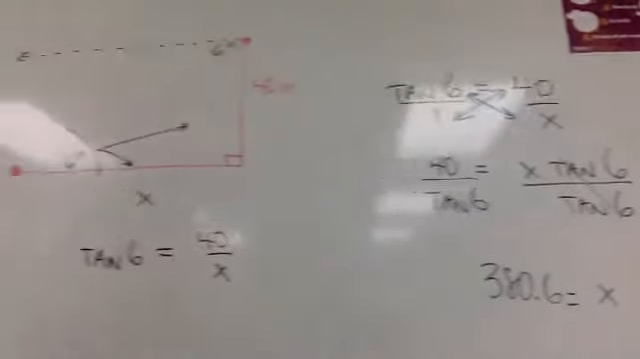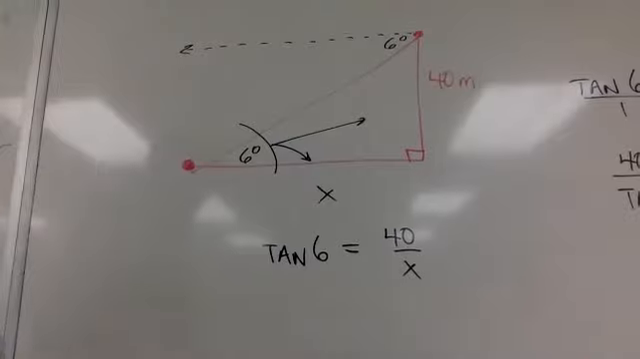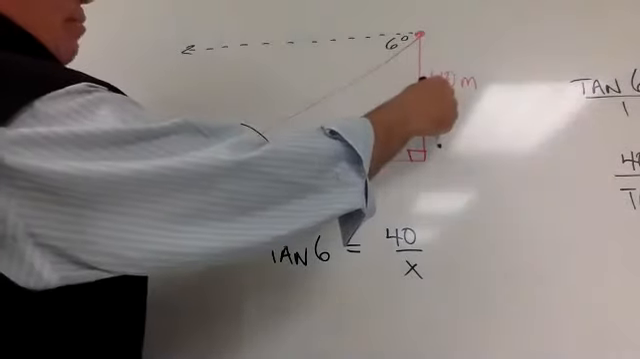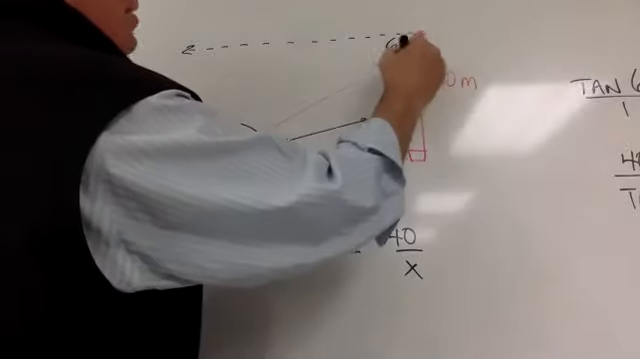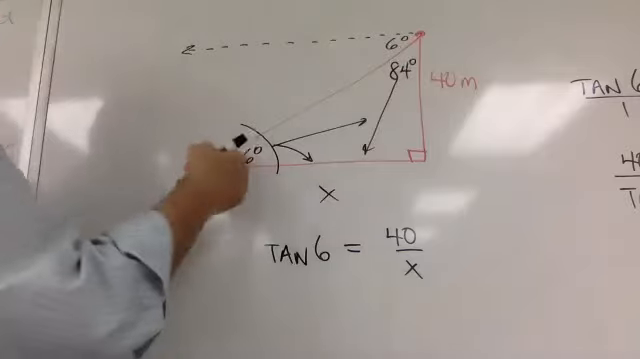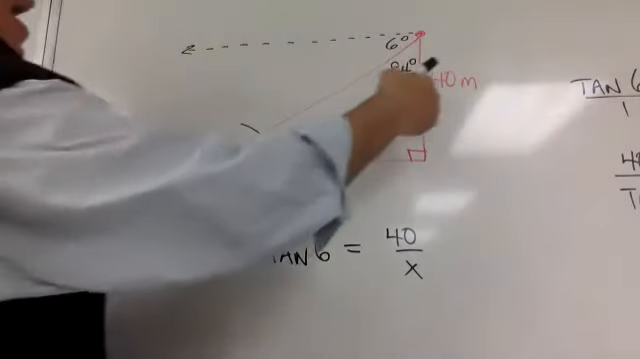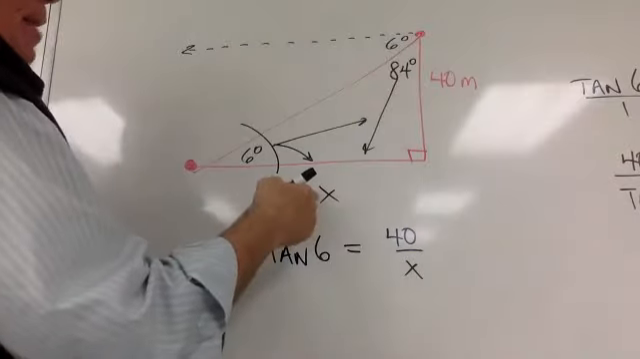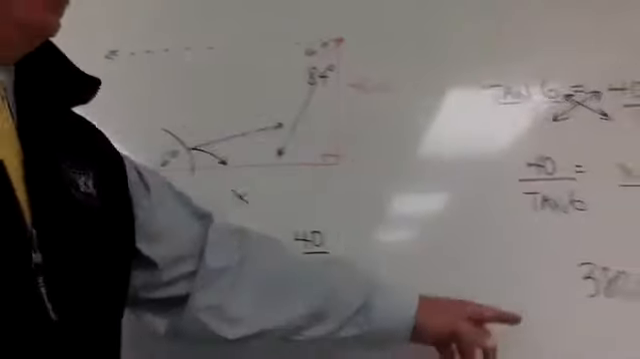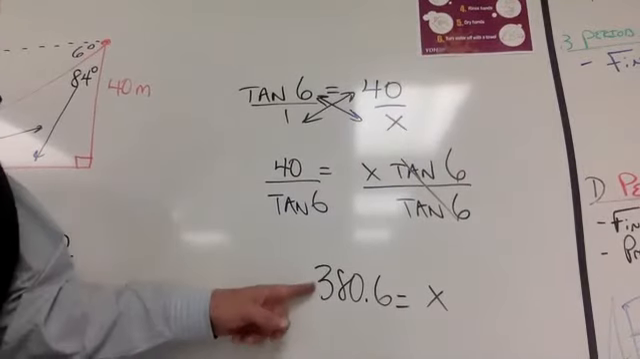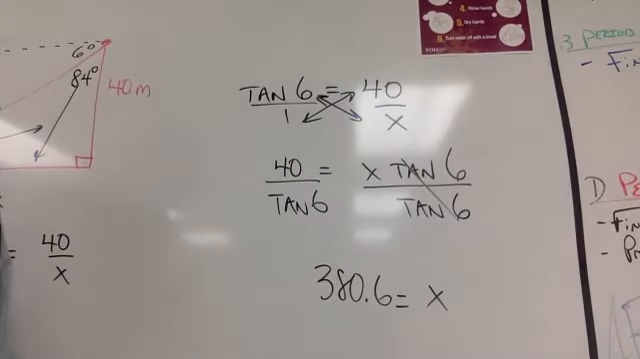Here's what you should have realized. Look at that diagram. The side opposite the 6-degree angle is 40. This angle's 84, so this side has to be a lot bigger. If this is 6 degrees and that's 40, this angle's 84. This has got to be huge. Does that make sense to you? Is that huge? Yes.